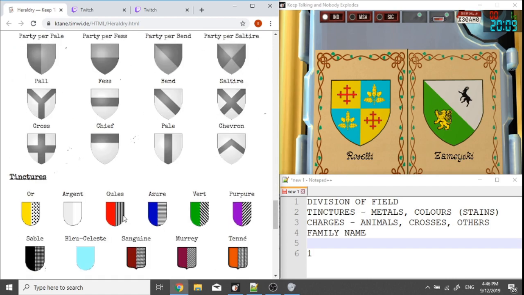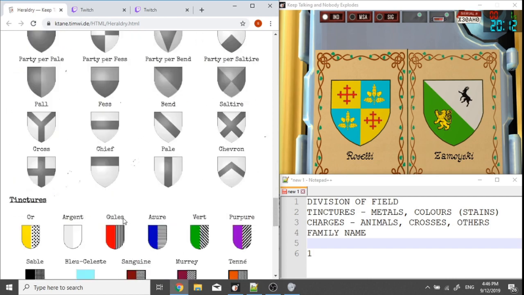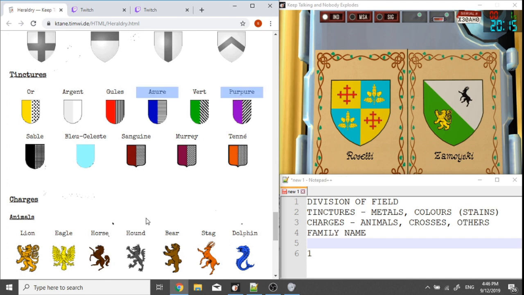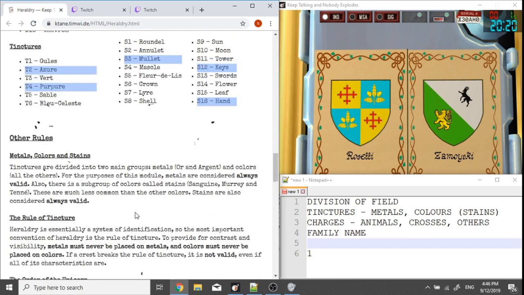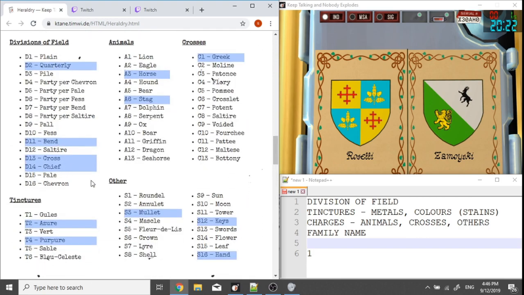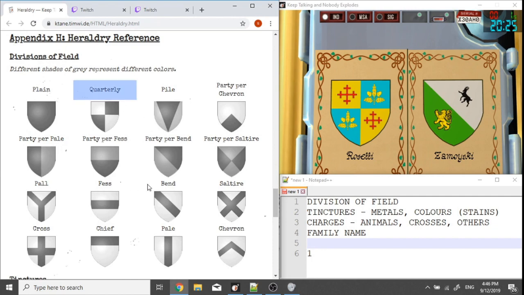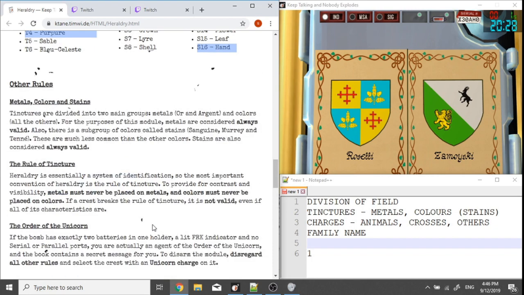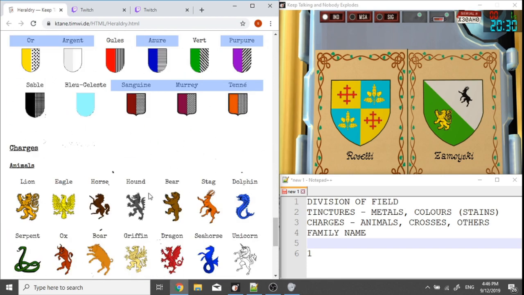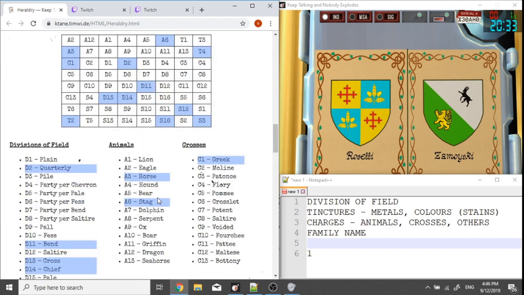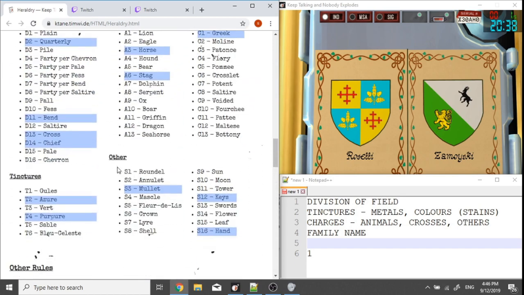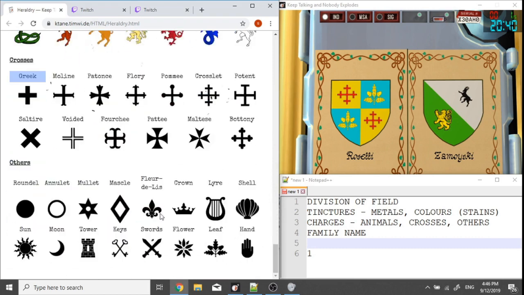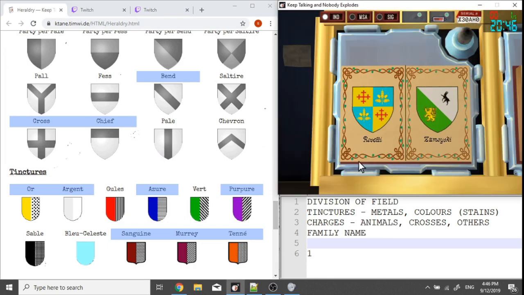So let's go and highlight a 0 purpur. So we're happy with those, and again we're happy with metals and any stains. Divisions, quarterly, bend, cross, chief. Animals horse stag. Crosses Greek. And others mullets, keys, and hand. So now we have everything that is valid.